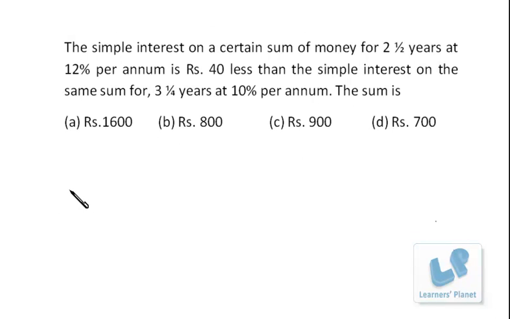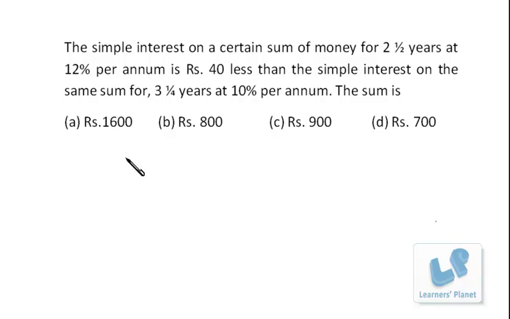Now let's try this problem. Further, I would suggest try the problem on your own and match your answer and solution with mine. Okay, the simple interest on a certain sum of money for 2.5 years at 12% per annum is rupees 40 less than the simple interest on the same sum for 3 1/4 years at 10% per annum.